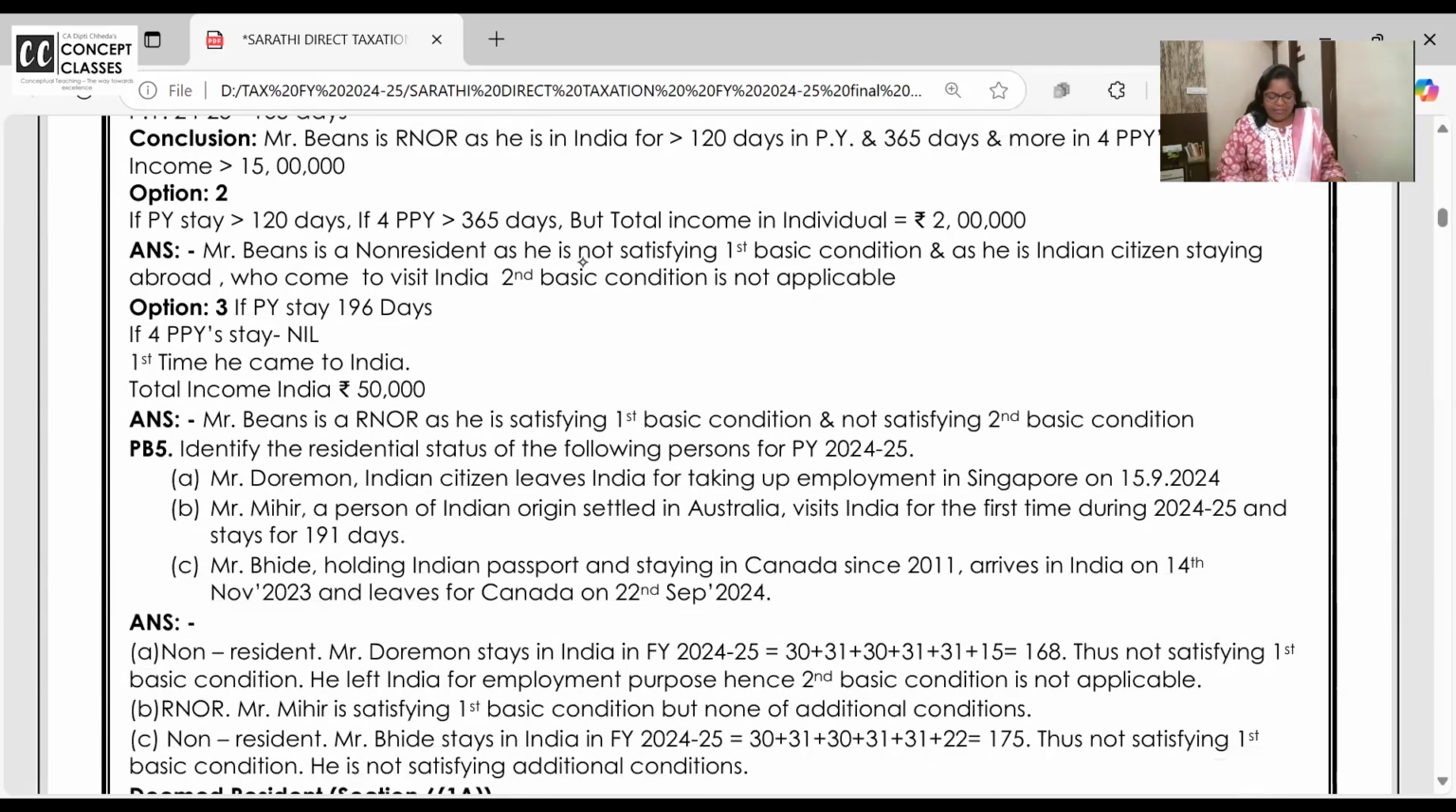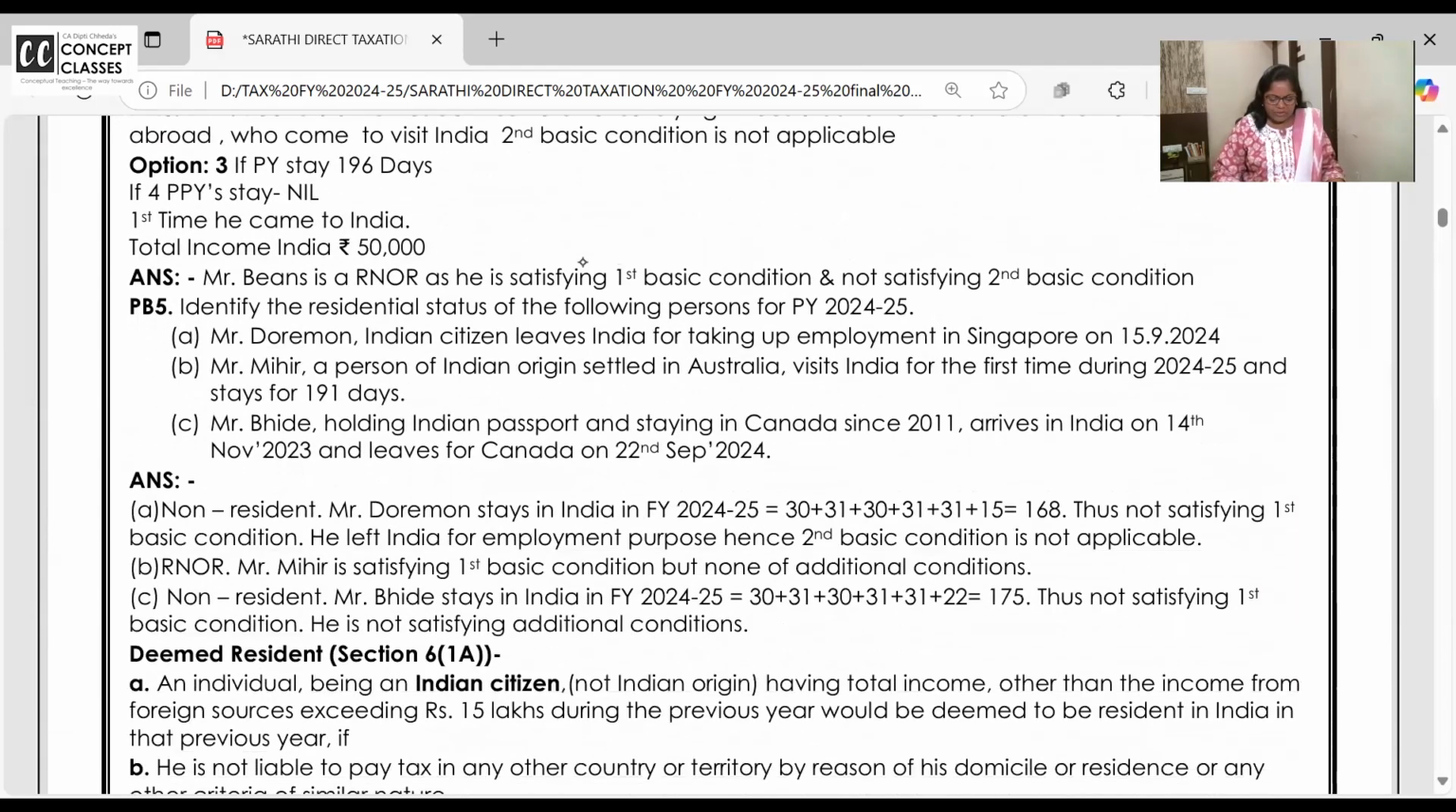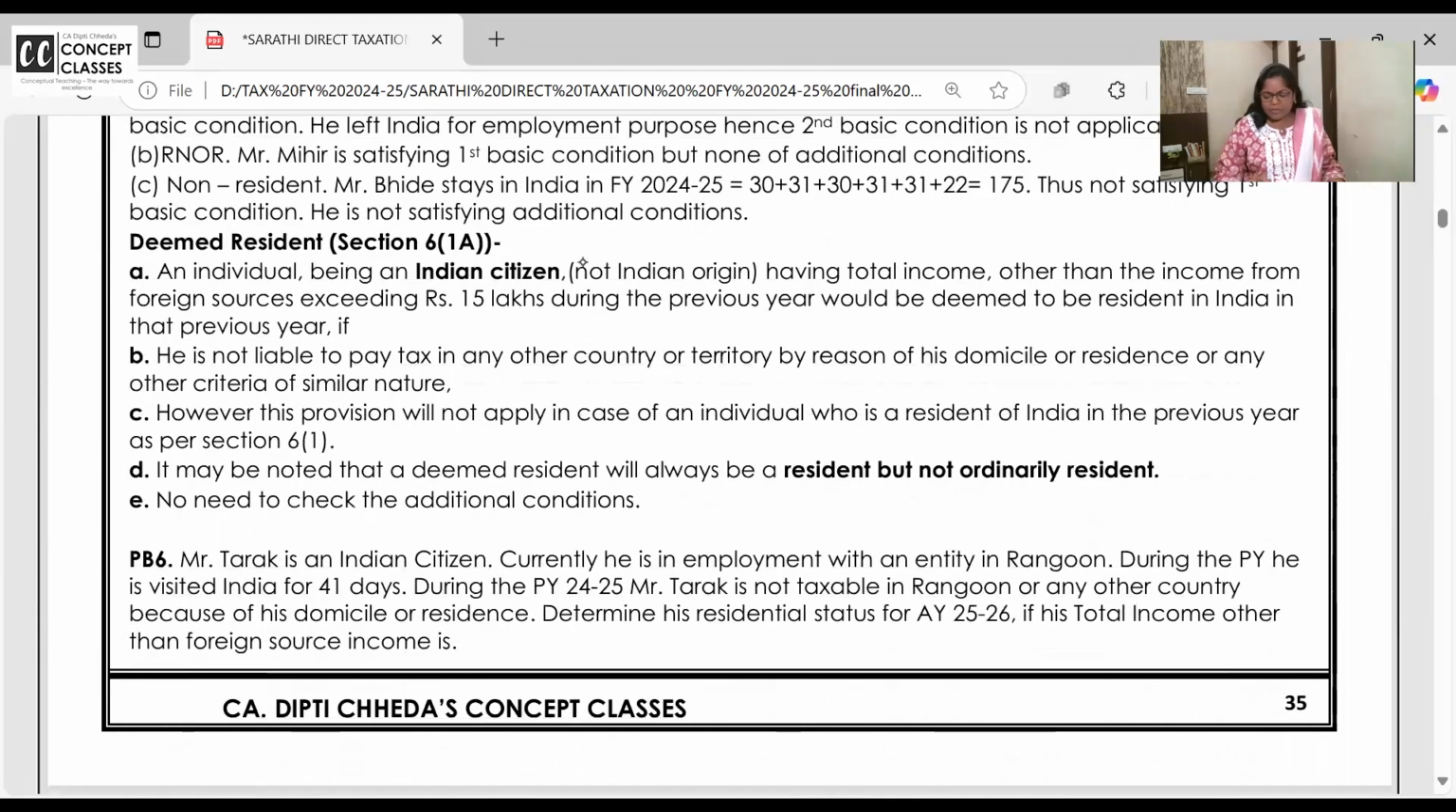Yesterday we worked out this problem with 1, 2, 3, all the options, right? Fifth problem also. And last, when I closed, I said this can come in the short note. Deemed resident: an individual who is an Indian citizen, not of Indian origin, this time only Indian citizen will also do. Indian origin, who is said to be of Indian origin? Who himself or parents or grandparents are born in India.